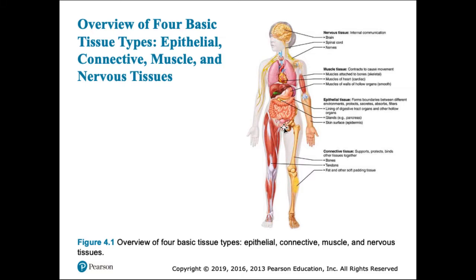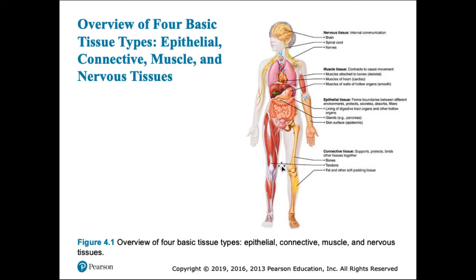We also have epithelial tissue, which helps form boundaries, helps basically protect, secrete, absorb, things like that. You can see it in the lining of the digestive tract, we can see it in glands, we can see it on the skin surface such as the epidermis.